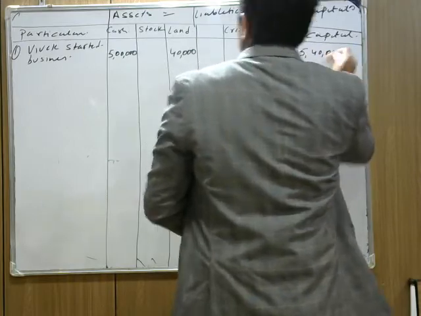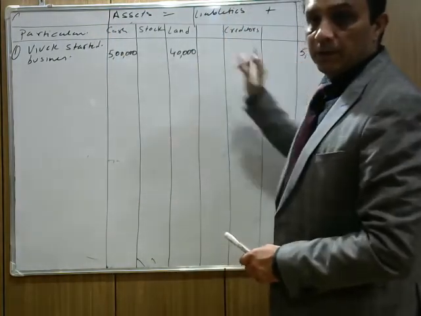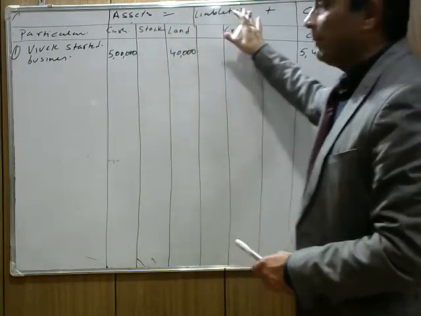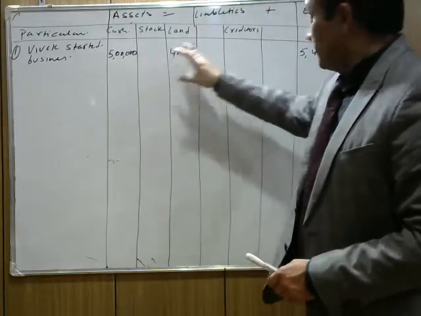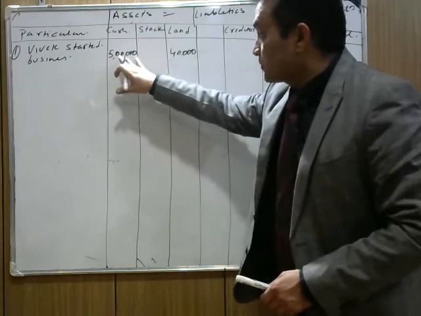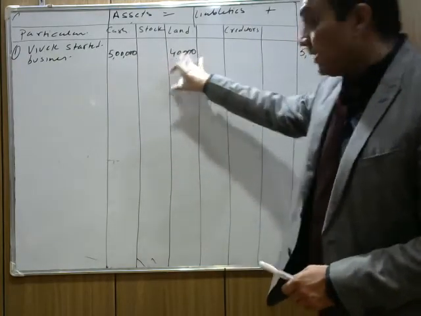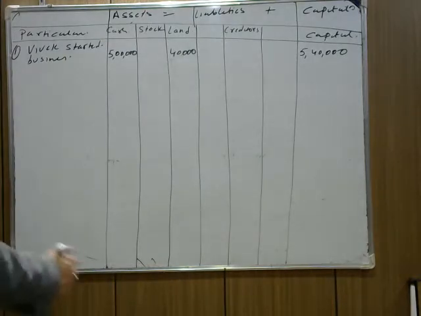Now if you understand this, this transaction affects assets and capital. This transaction will not affect the liability side because you put cash and land into the business as capital. Your assets, in terms of cash and land, are increasing and your capital also increases. Next transaction is you purchase furniture for cash.